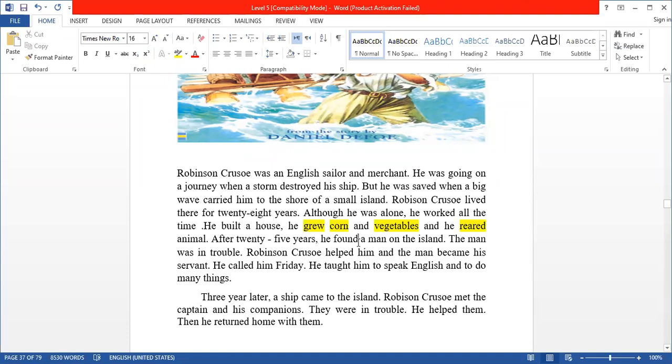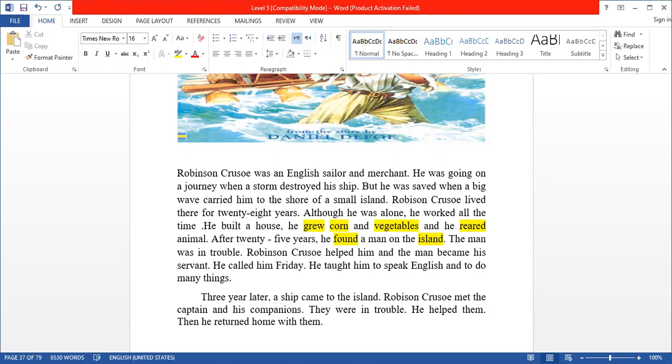After 25 years, he found a man on the island. Found, اللي هي past of find. Yes, he came across a man. Found here means came across. Yes, came across a man on the island. يعني وجد. As we said, the word island, what does this word mean? It is a piece of land that is completely surrounded by water, اللي هو جزيرة.